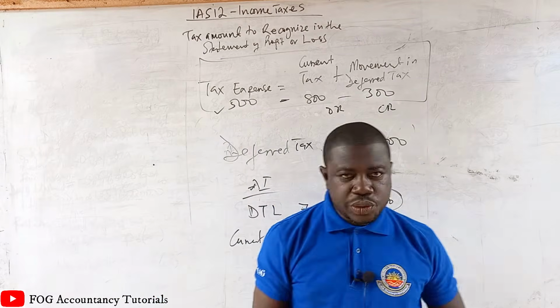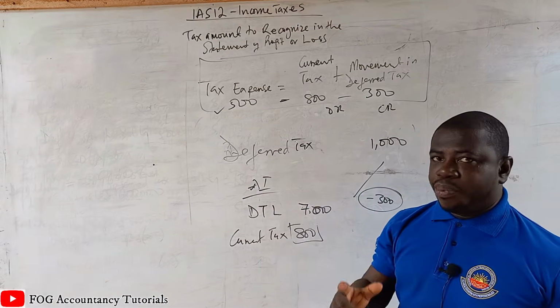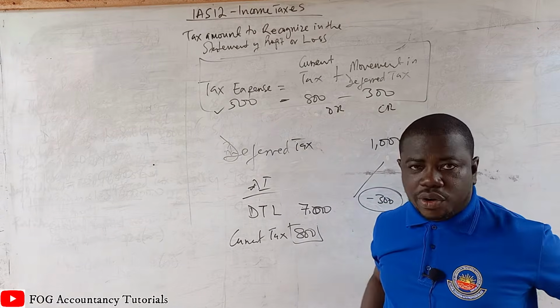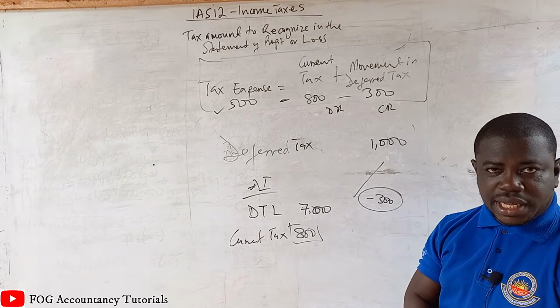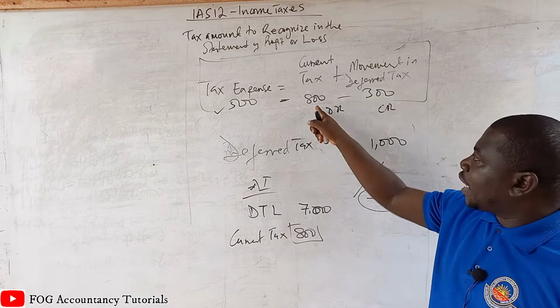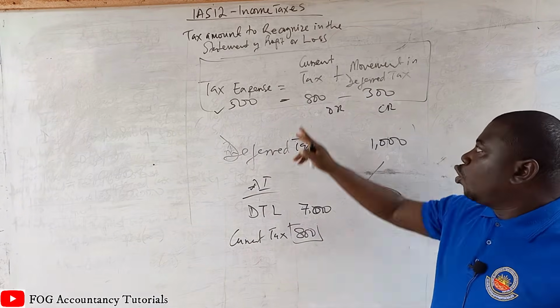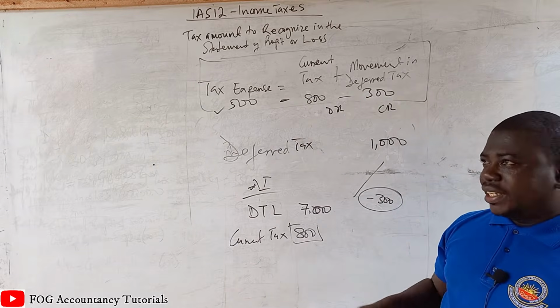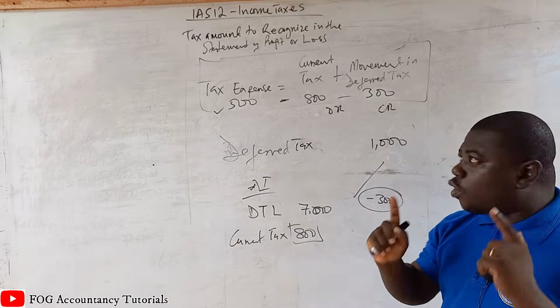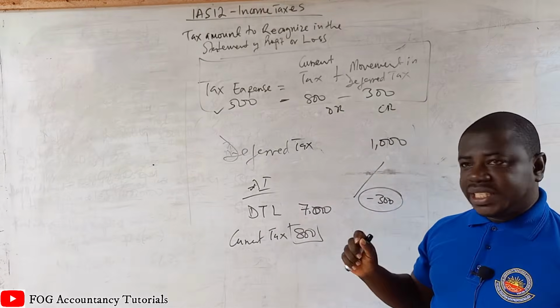Please pay attention to this very well, because in preparing published financial statements, a lot of us find it difficult on how to recognize these tax expenses. And that is why I'm saying that you'll be given a current tax provision for the year. I'm going to talk about the prior year adjustment on current tax as well at the end of this video. But for now, my focus is on how to deal with the movement in deferred tax.